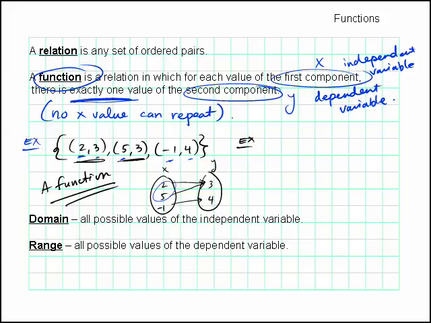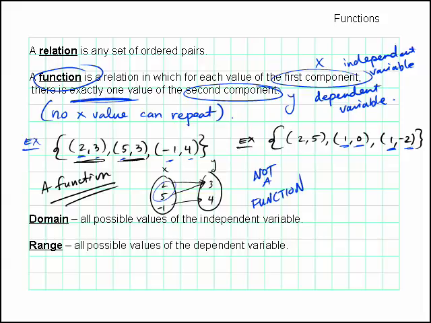Another one here. Let's take, for instance, the relation (2, 5), (1, 0), and (1, -2). Now, that is not a function, because when x is 1, it actually has two different y values associated with it. When x is 1, y could be 0, or when x is 1, y could be -2. And so this is not a function.